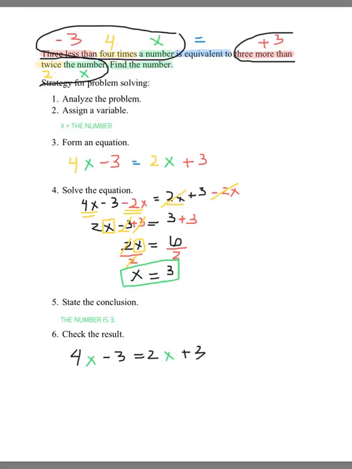However, we know that x is equal to 3, so we're going to substitute that in its place. So we're going to have 4x, which is 4 times 3, minus 3 is going to be equal to 2 times x, which is again 3, plus 3. So on the left-hand side, we're going to have 4 times 3, which is 12, minus a 3. And on the right-hand side, we're going to have 2 times 3, which is a 6, plus a 3. So 12 minus 3 leaves us with 9. Similarly, 6 plus 3 leaves us with 9. So we do have a true statement, and therefore our solution is correct.